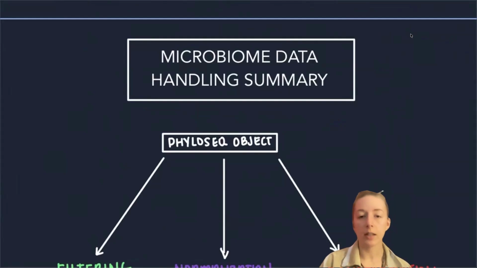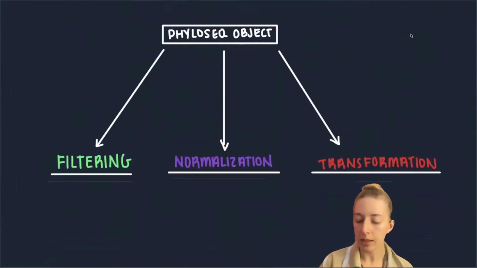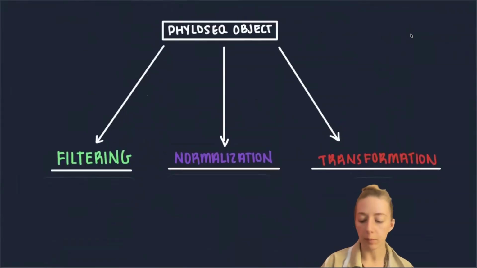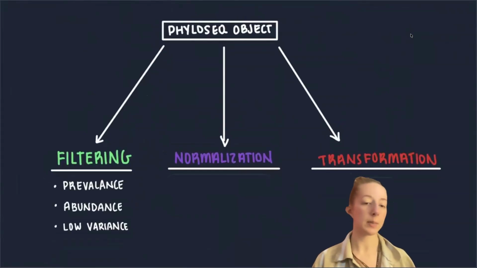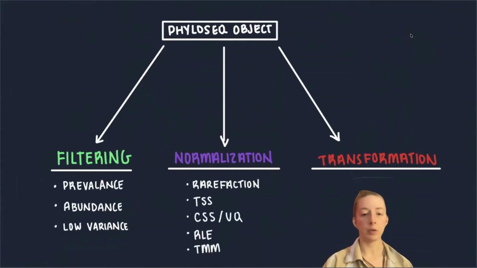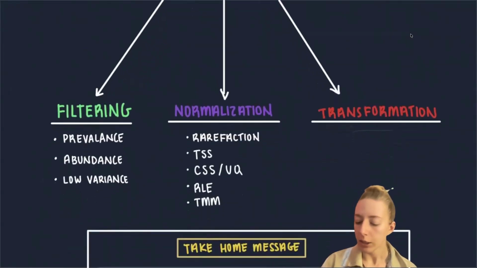In summary, just to look at all of the different types of handling techniques. We have our phyloseq object, which will apply the filtering for prevalence, abundance, and low variance; normalizations, which will help improve the evenness and distortions of our data and the variance of our data, and rescaling of our data, such as rarefaction. And then we also have transformations, which is mostly CLR.